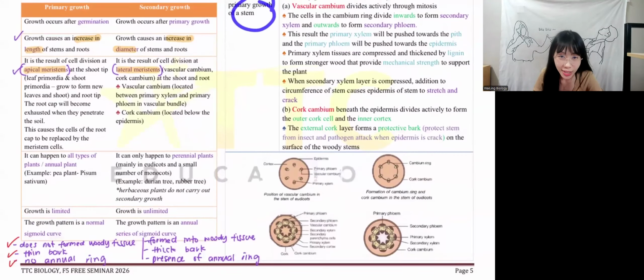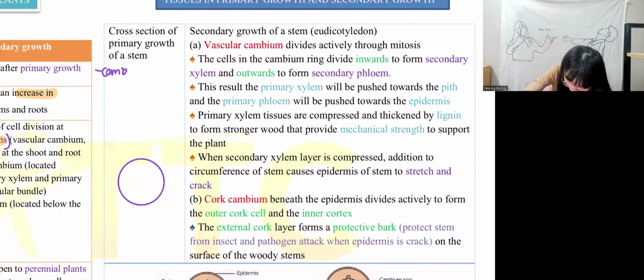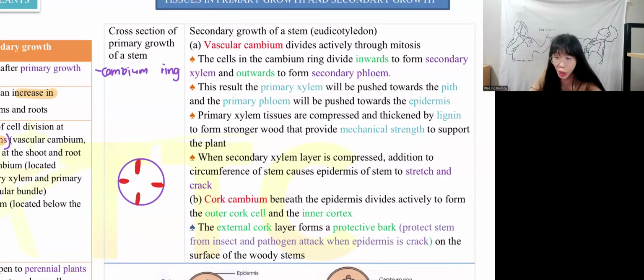Okay, let me draw a diagram for you to see so you can understand better. We will start with the ring. This ring here is called the cambium ring. The one that grows inwards, is it xylem or phloem? Correct, it will be xylem. So we call this primary xylem. You have to write the word primary. Without writing primary, your answer is incorrect. So it's primary xylem.